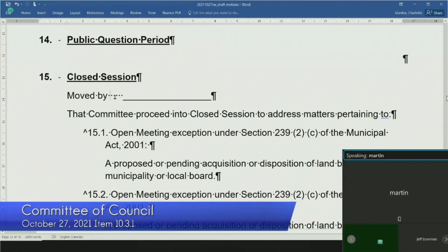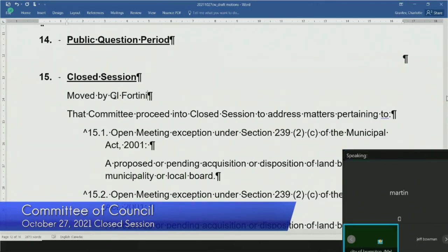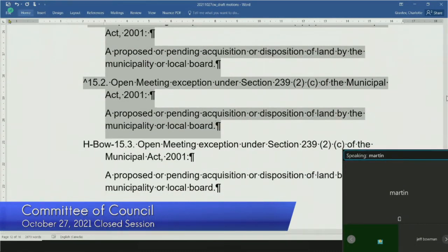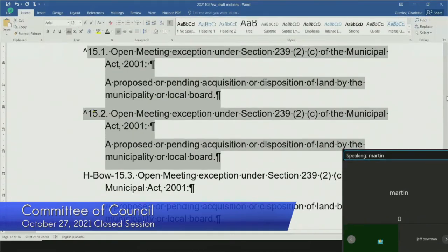So City Clerk, how much time would you need for us to go into closed? Mr. Chair, 10 minutes would be appreciated. Okay, so it's 10:34. So let's say, 12:34. So I would say at 12:50.